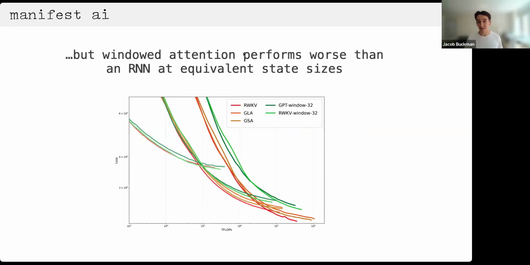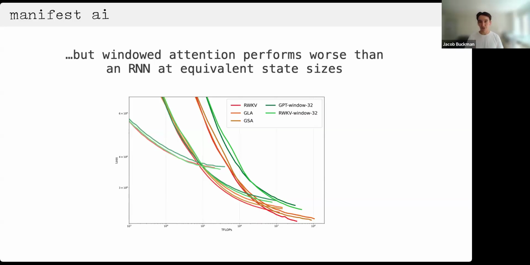At equivalent state sizes, if you spend that state on a sliding window of a particular size, as compared to if you spend it on just regular linear attention, there's a couple of variants here, RWKV, GLA, GSA. All these experiments are run, by the way, from the FLA codebase, which makes it really easy to do these sweeps across architectures. You find that it's a very consistent trend. All of the linear attention-based architectures outperform the equivalently sized state and parameter windowed architectures.